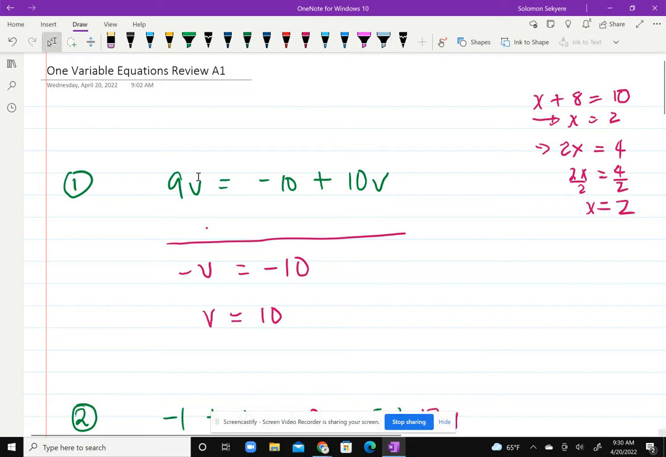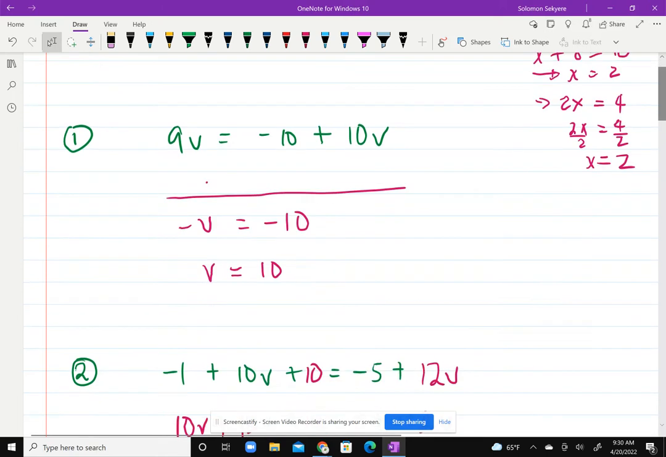Hello, in this video I'm just going to give you another quick review of one variable equations. Some students are still having problems. I'm going to start with an equation with variables on both sides. See, the variable is the one with the letter. These are variables. We have one on the left, one on the right.